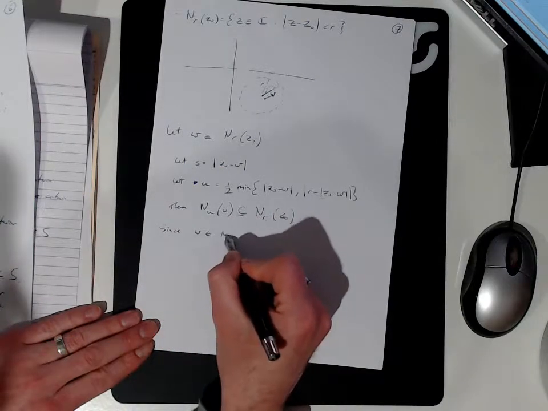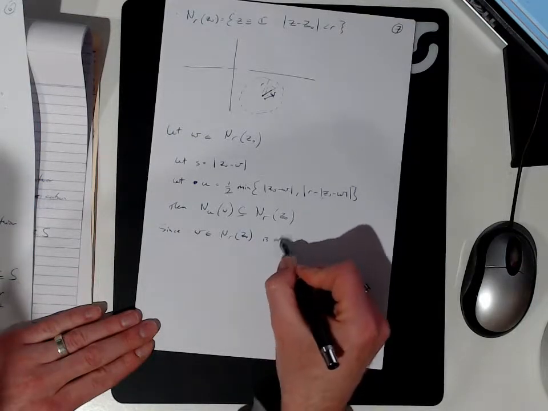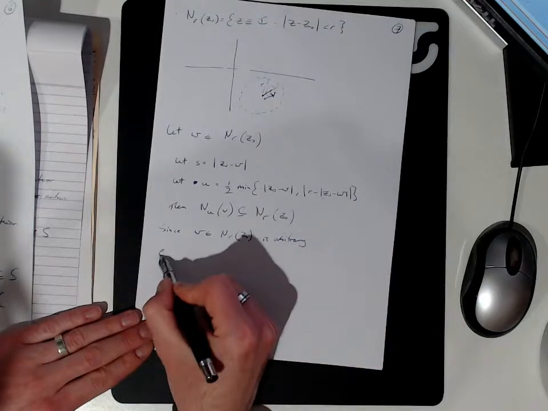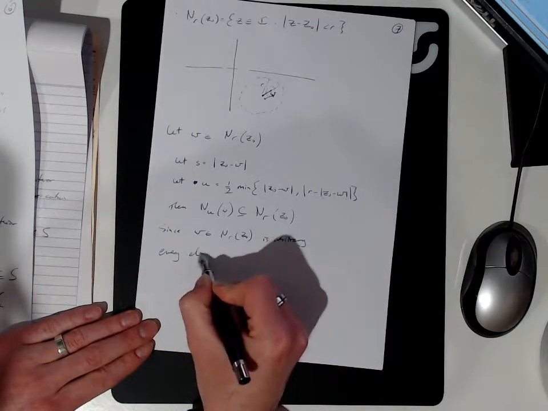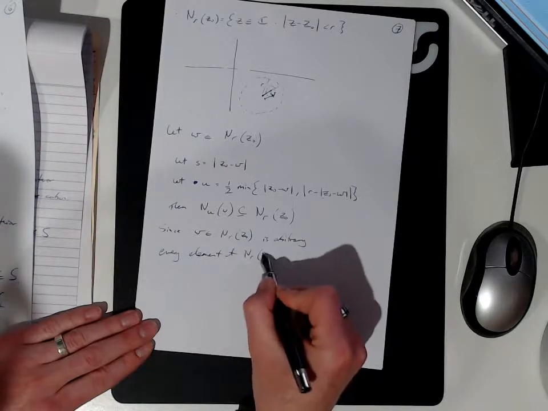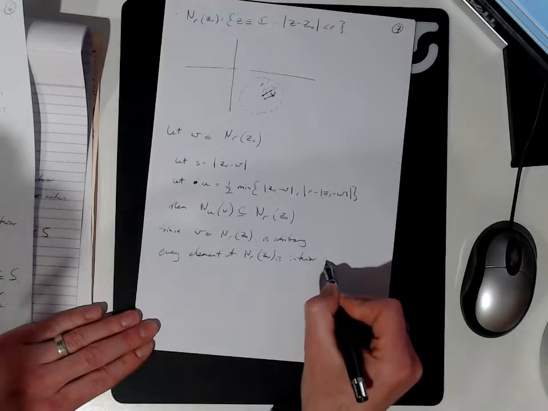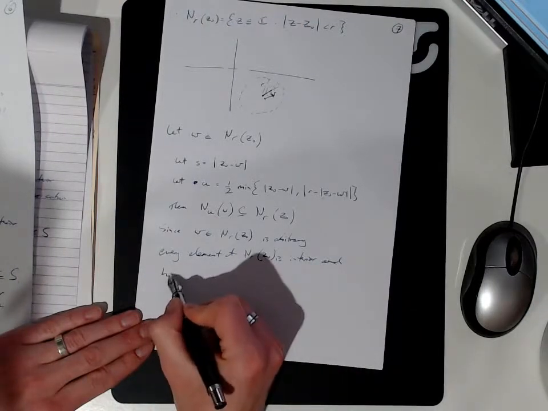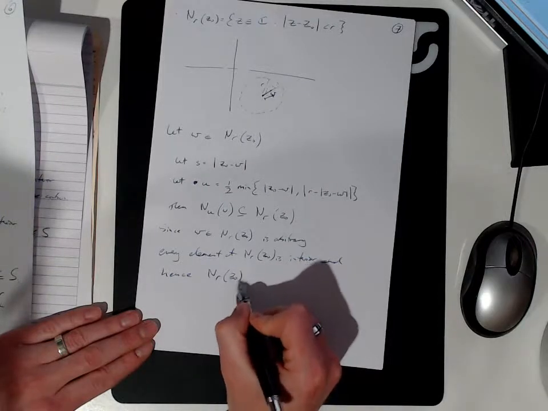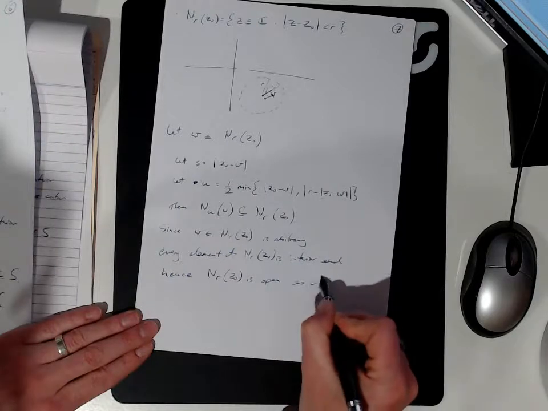Since w is an element of N_r(z0) and is arbitrary, every element of N_r(z0) is interior, and hence N_r(z0) is open, as claimed.